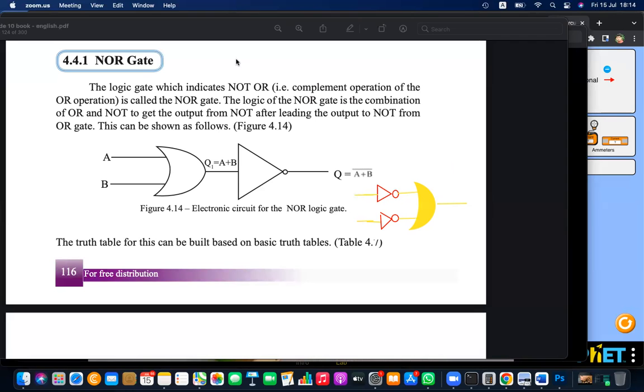So I'll number these. This is number 1, and the second one is number 2. What you need to do? Number 1, please send me the truth table. Number 2, please send me the Boolean expression and truth table both. So please do this now.